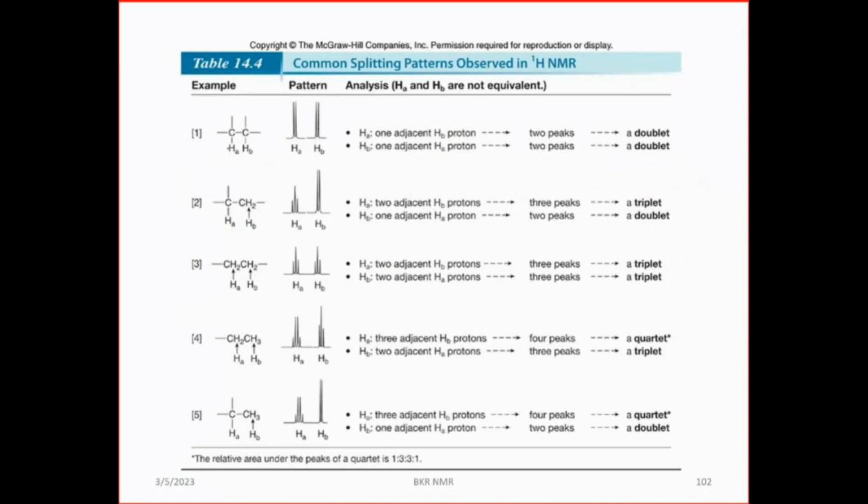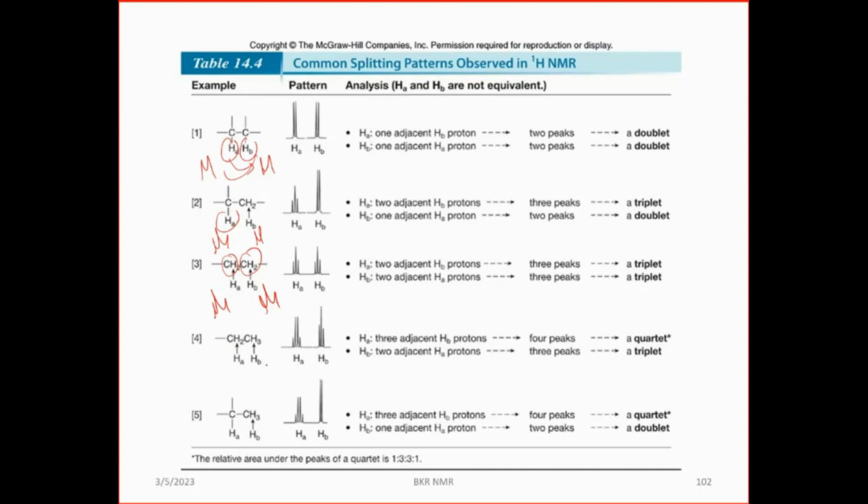If I have one A and one B, A will split B as a doublet, and B will split A as a doublet. I have one A and two B, so A will be a triplet, B will be a doublet. I have two A and two B, so B will be a triplet, A will be a triplet. I have 2A and 1B, so 3B. B has two neighbors, so B will be a triplet. A has three neighbors, so A will be a quartet.